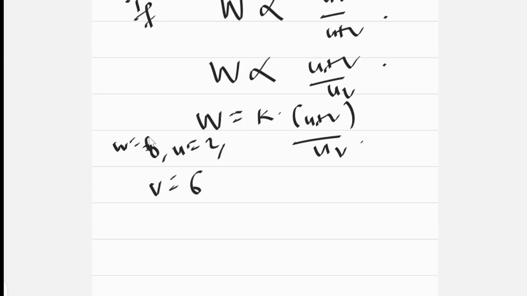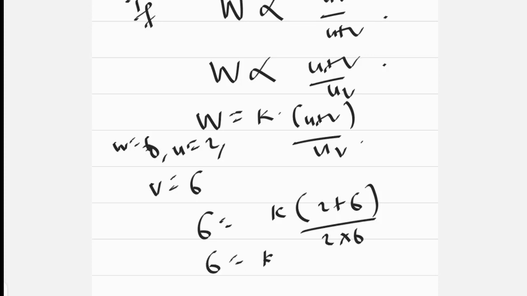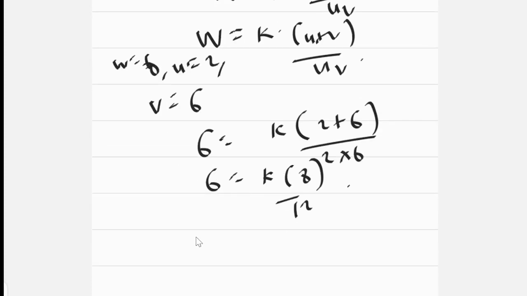Now, if you substitute the values of these parameters, then I have 8 equal to K into U plus V over UV, that is 2 plus 6 over 2 times 6. Then you have 8 equal to K into 8 over 12. I hope you understand now. If you cross multiply, you have 8K is equal to 12 times 8.